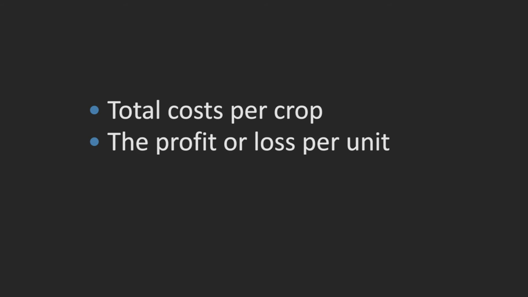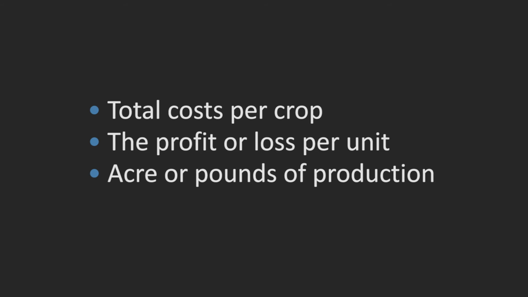You can add these overhead costs to the previously assigned variable cost to calculate the profit or loss for each crop and the profit or loss for each unit, such as flat or pot in the case of greenhouses, acre or other measure for field crops. You can also calculate the total cost per crop, the profit or loss per unit, acre or pounds of production.